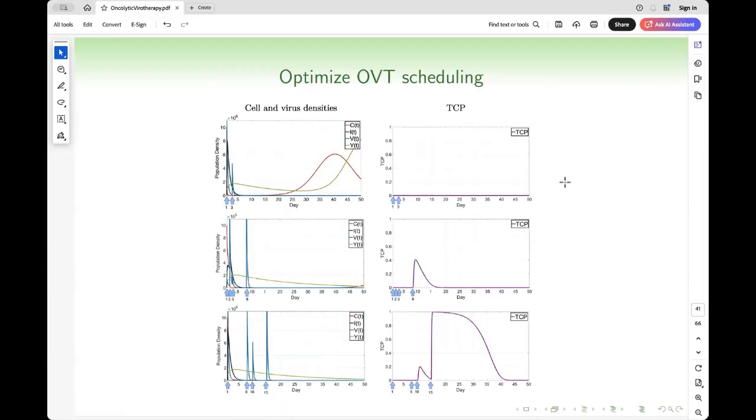For the scheduling, I show you just quickly the simulations here. These blue arrows are doses of oncolytic virus. And it turns out if we spread out the oncolytic virus treatments over 3 weeks or 4 weeks, we get a much better response in the tumor control probability. So it seems to be beneficial to spread it out over a longer time and do re-inoculation of the virus to get a very good result.